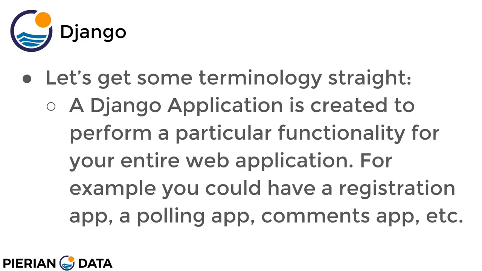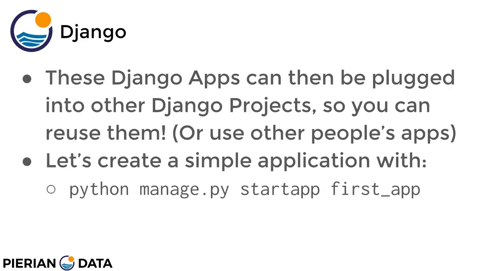A Django application is created to perform a particular functionality for your entire web application. So for example, you could have a registration Django application or a polling Django application, a comments Django application. So a polling app, comments app, etc. These Django apps can then be plugged into other Django projects, so you can reuse them, or more importantly, use other people's Django applications. This process of being able to take a Django application and plug it into another Django project leads to the terminology of pluggable Django applications.